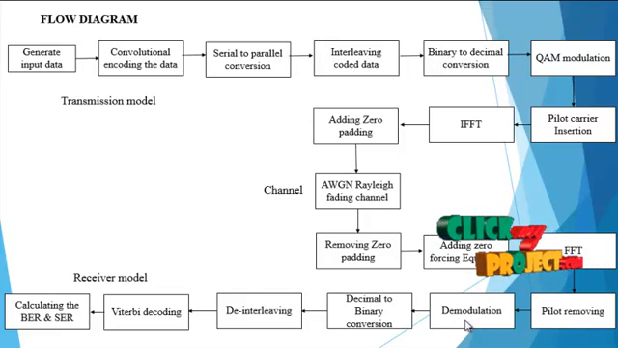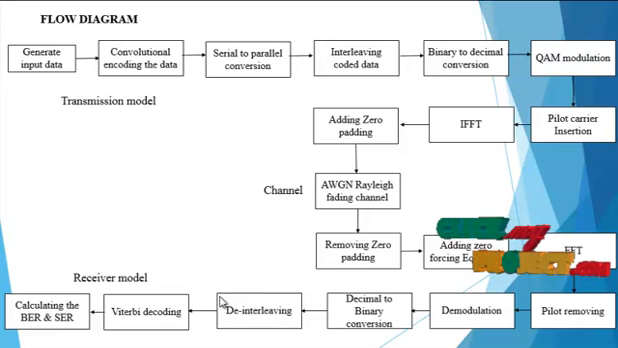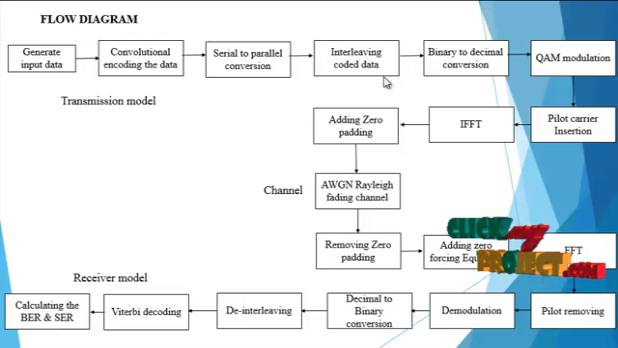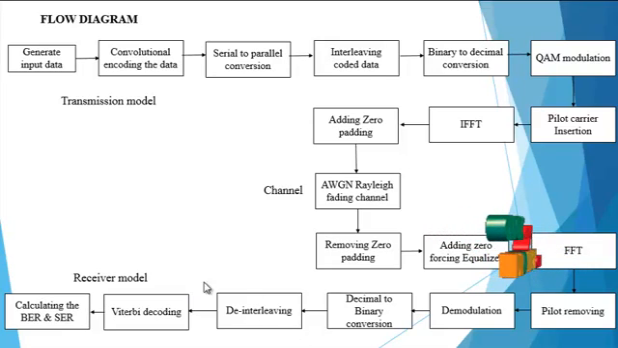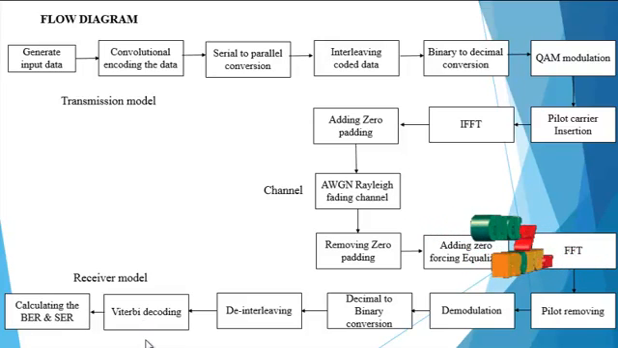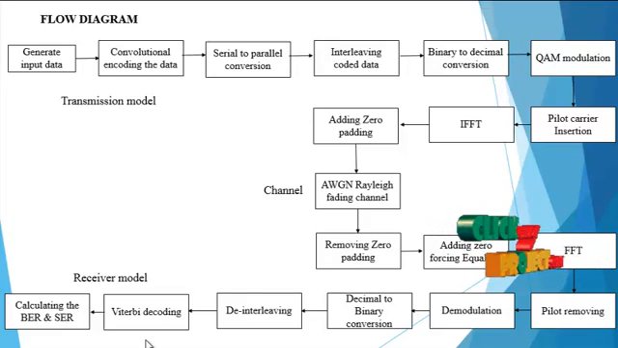Here we use the QAM demodulation technique, and then the decimal is converted into binary values, and then the data is de-interleaved. Finally the values are decoded by using the Viterbi algorithm. By using the Viterbi algorithm the data is decoded, and finally the bit error rate and symbol error ratio of the process are calculated. These are the overall flow diagram of the process.